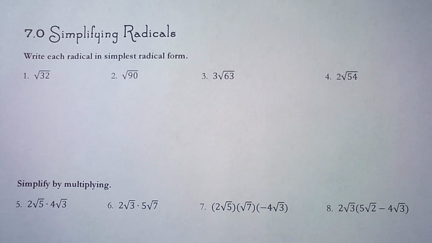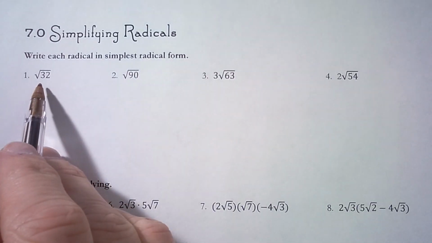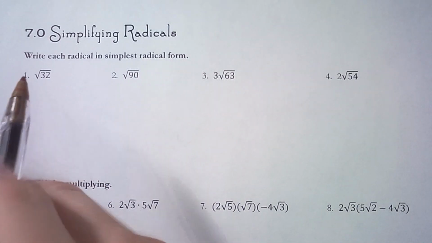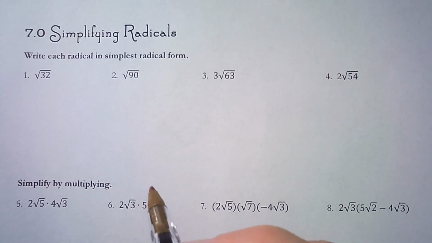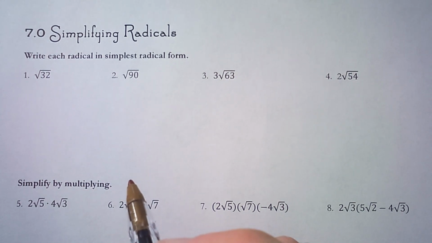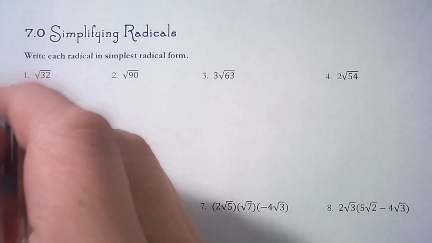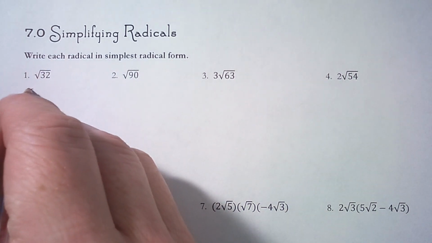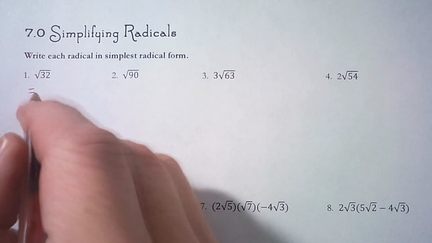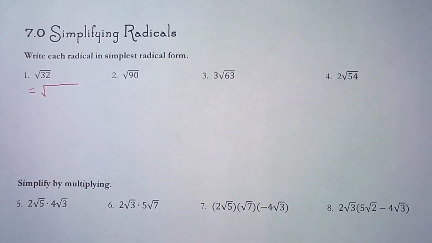Hey guys, today we are going to talk about simplifying expressions with radicals in them. So we're going to do a sample of what's on this worksheet here. For number 1, to write this in simplest radical form, we're going to simplify the radical, and there's a couple different ways you can do this. One way is with a factor tree, and the other way doesn't use a factor tree, and I'll show you both ways. So this first way I'm going to do is to keep it under a radical.